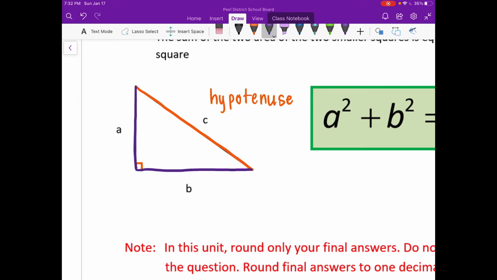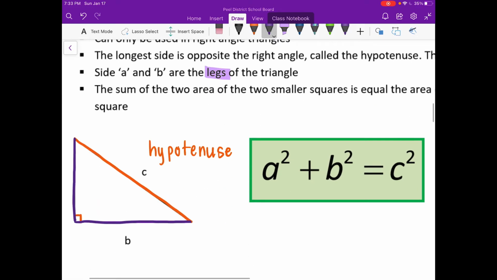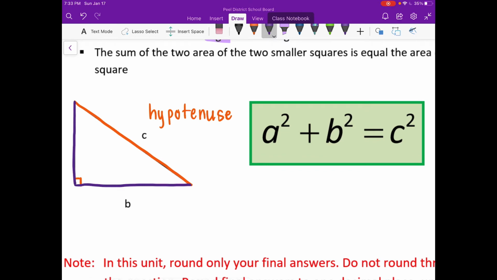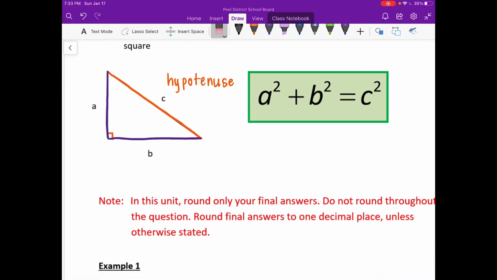In other words, if we took side A and made a square out of it, we would have an area of 9 centimeters squared. Then if we took side B, which we said was 4 centimeters, because it was 4 times 4, that led us to 16 centimeters squared, right? We know that 16 plus 9 is going to give us C squared, which is 5 times 5, which is going to give us 25, right? We can use this relationship to determine different lengths in a right angle triangle.